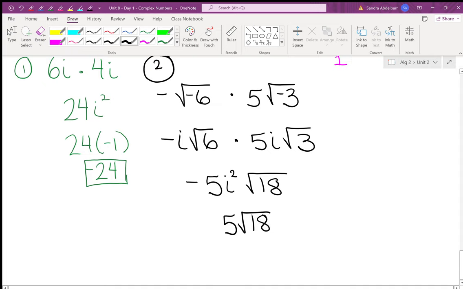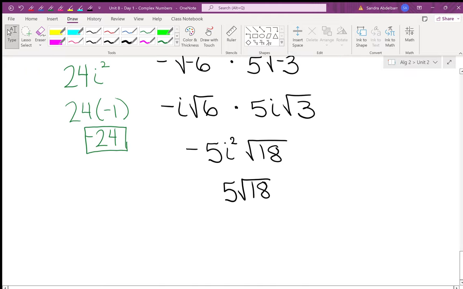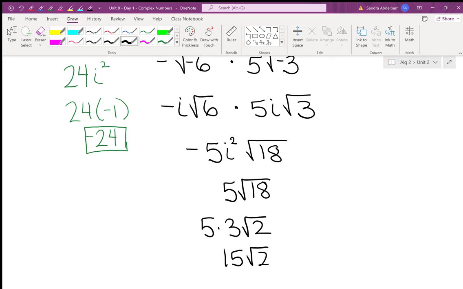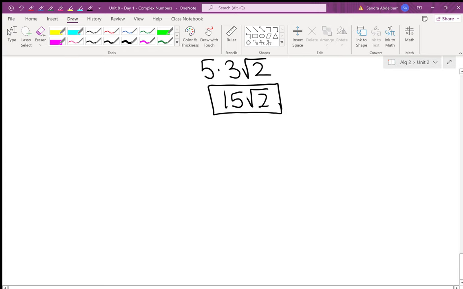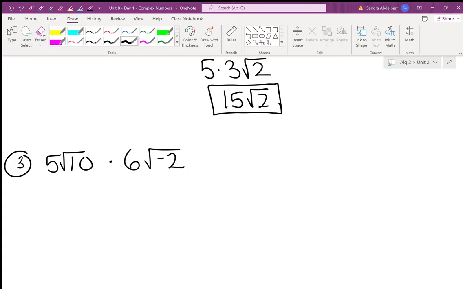Am I done? No. Why am I not done? We can simplify root 18. So we're going to have 5 times 3 root 2, which is 15 root 2. Do you need to show me all those steps? No. If you can do this in your head, do it all in your head. I do not need to see all those steps. All right, you all do this one. So 5 root 10 times 6 root negative 2.